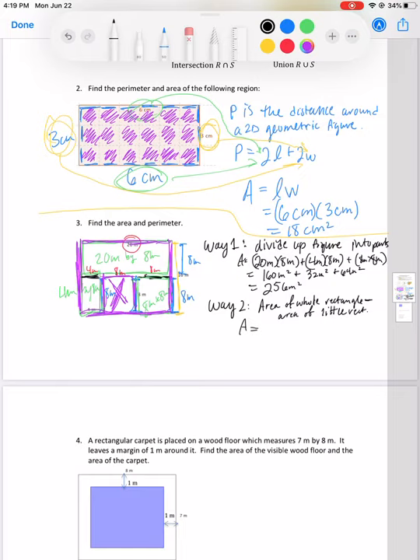So the big rectangle is 20 times 16. Subtract off the little one, which was 8 by 8. Okay, 20 times 16 will be 320 meters squared. Subtract off 64 meters squared, which will give you 256 meters squared. There's two ways of getting that one.